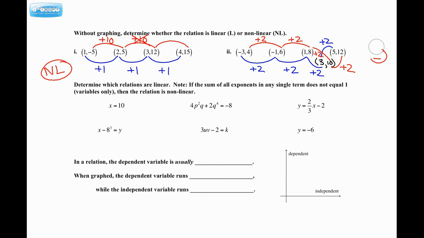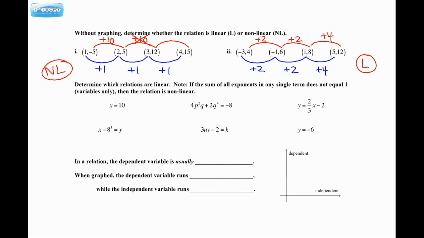You don't have to do this, but I'll just show you what would have happened had I not put that point in. This would have been an increase of 4, and this would have been an increase of 4. But it would still be linear, because this would be an increase of 2 twice. So I'd have to have this same increase of 2, but twice as well. So either way, this one's linear, nonlinear.